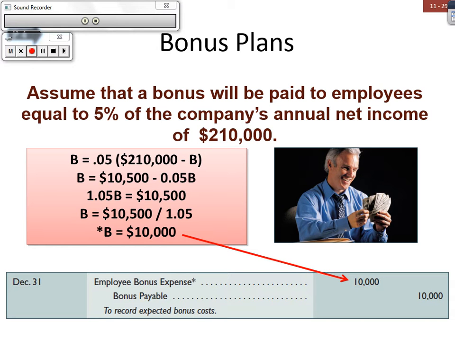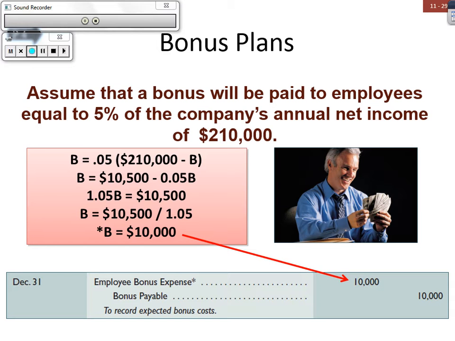We know 5% or 0.05. When you have this in the parentheses, what's the rule? Do parentheses first. So 210,000 minus B, 10,500 minus 0.05 B. That's us doing what's in parentheses, are we not? Everybody clear so far with that? So then here, 10,500 minus 0.05 B, 1.05 B equals 10,500. We're just breaking it down even further. Next line, B equals 10,500 divided by 1.05.